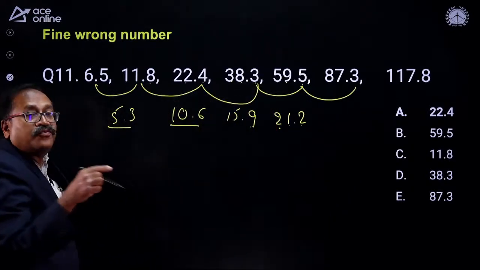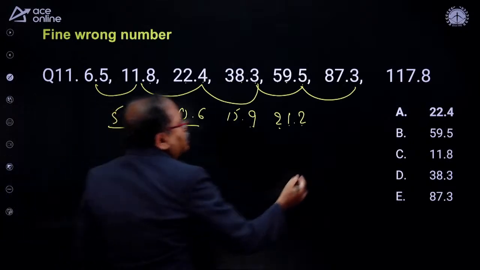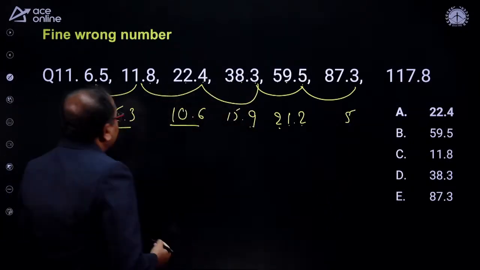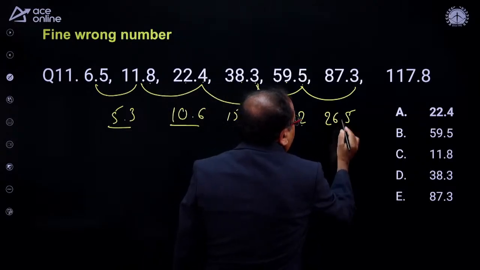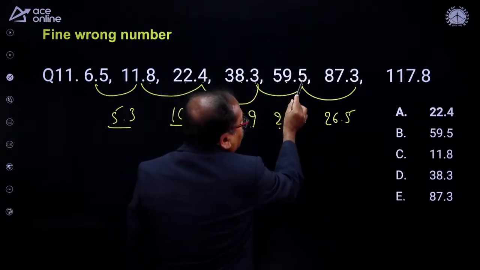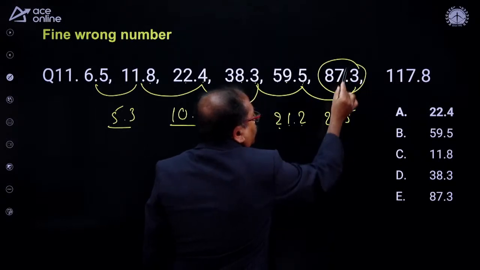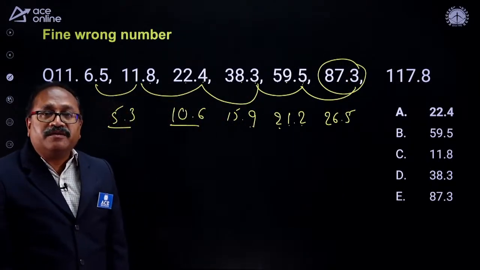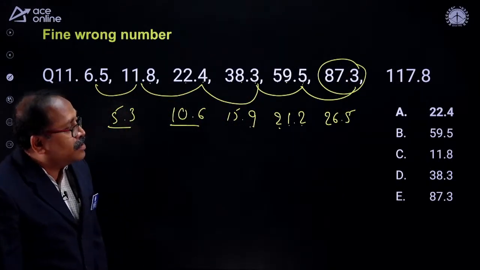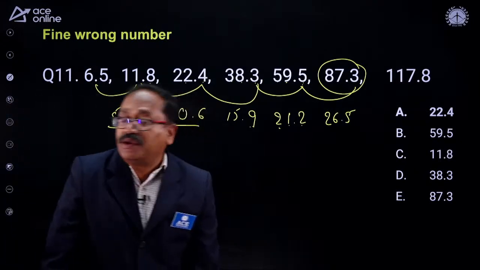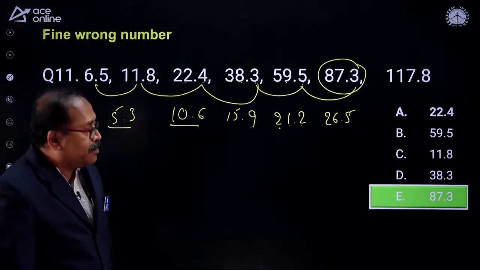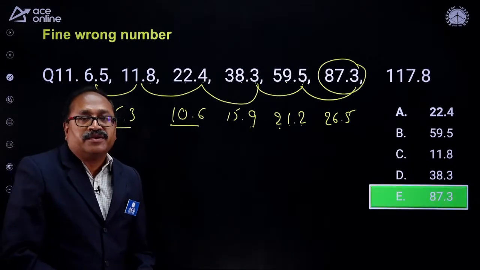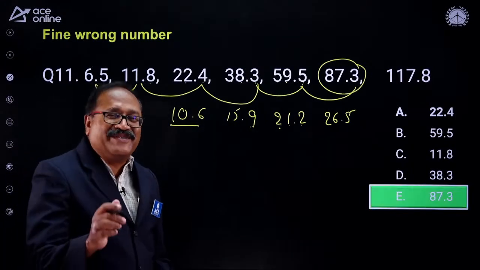So this times 5. 5 times 3 is 15, carry 1. 5 times 5 is 25 plus 1 is 26. Now add and see that 5 plus 5, it should be 10. So my wrong number is 87.3. Let anyone answer the question. Appal Naidu says E. That's great, sir. You are always the best performer.